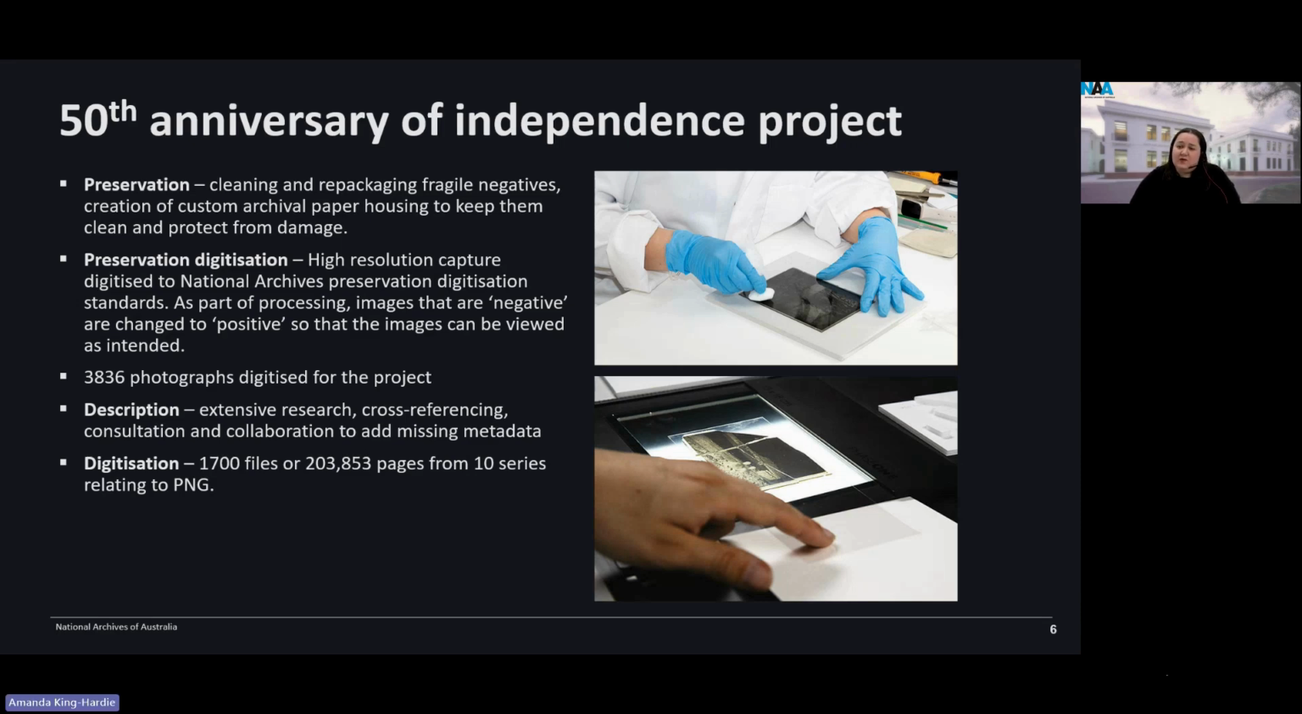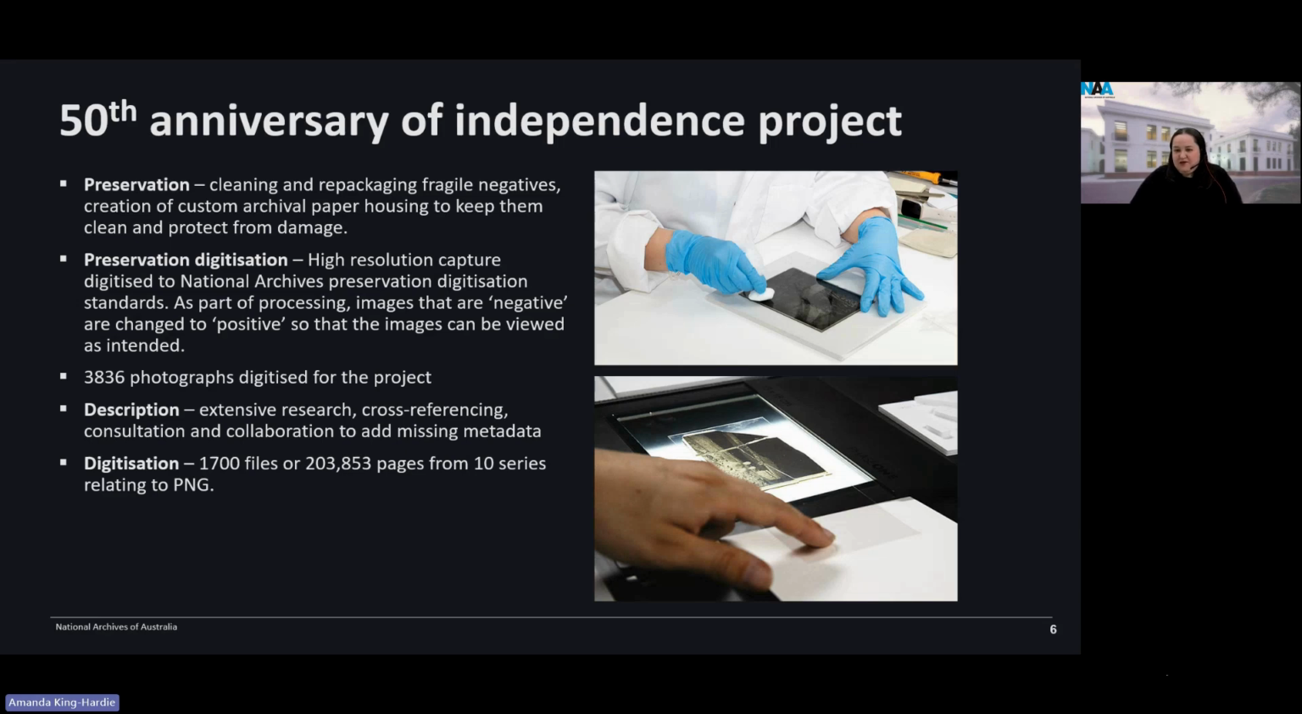In terms of our paper records, over 1,700 files comprising over 203,000 pages in total, from often large or fragile files, have been digitised and loaded to record search. These are only a small portion of our holdings on PNG, and these records were selected from a range of series including gazettes, service dossiers, land title records, correspondence files, patrol reports, and foreign affairs records. It's been an absolutely amazing effort from staff across a range of teams and offices to undertake this work. And for those conducting research into PNG, it means more records available to view online at the click of a mouse.